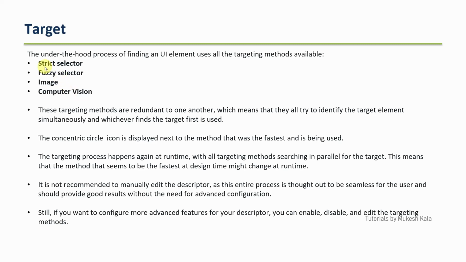So whenever you indicate any element on the screen, UiPath Studio automatically generates the strict, fuzzy, image, and computer vision for you. All these methods are redundant to one another, which means that they are all trying to find the UI elements, and whichever method finds it first gives you the element. Whereas in the classic, if you say selector, it's only going to work with selector. If you want image, you have to write the automation, right? There is a concentric circle icon which is displayed, that I'll show you, that demonstrates which method is the fastest and which is being used, right?